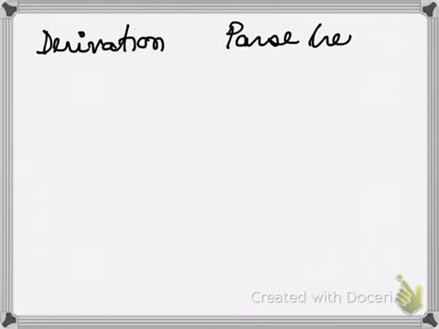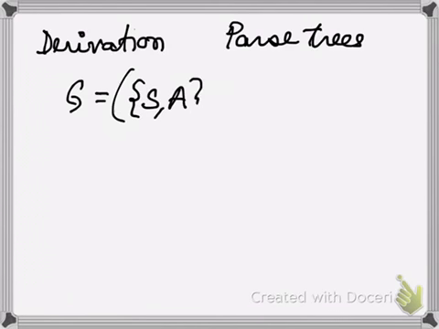So let us look at the language generated by a context-free grammar. We have already discussed derivation and parse trees. Let's say I'm given a grammar. Let me take an example grammar. I have two non-terminals, S and A. I have two terminals, 0 and 1. Then I have the production rules like this.